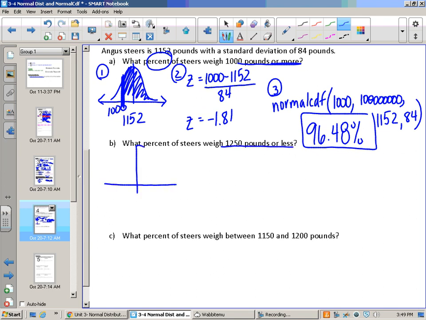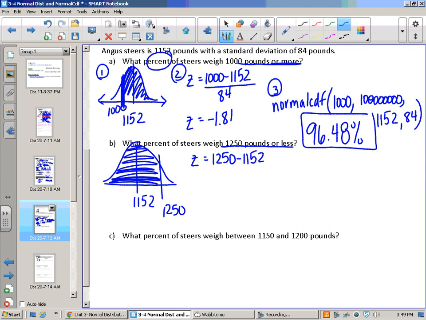I'm going to start by drawing my curve, centered at 1,152. 1,250, you notice this isn't perfect, or less, so I'm shading below. I need to find that z-score. So 1,250 minus the mean, divided by the standard deviation, and I get my z-score to be 1.17. When I go to my calculator for normal CDF, I'm going to type in where I start shading. It always has to be the lowest number. So I'm down here at like negative infinity.